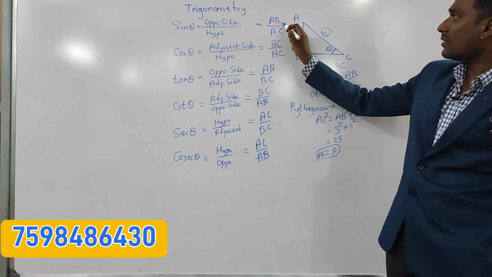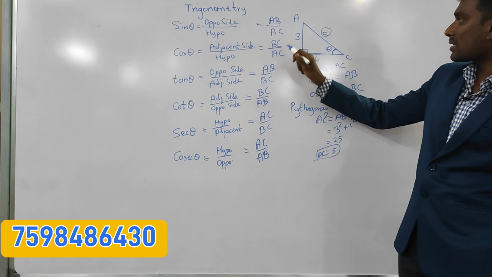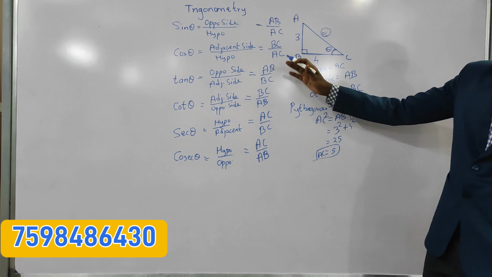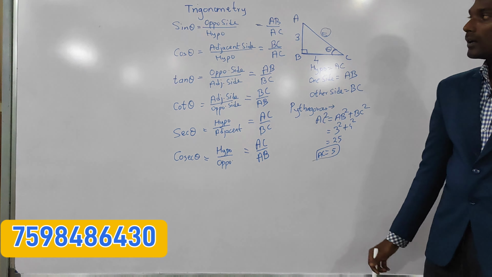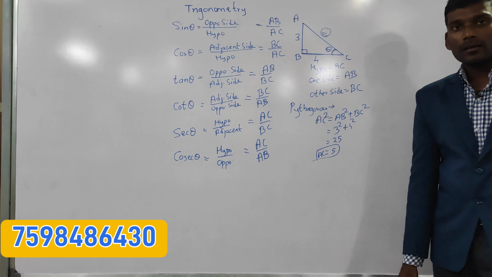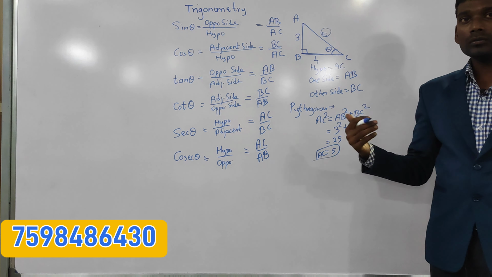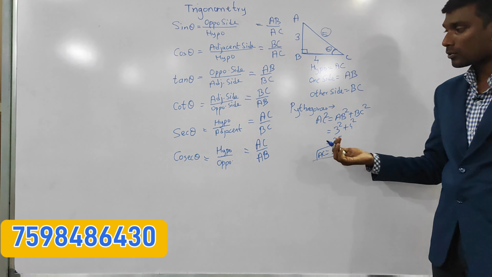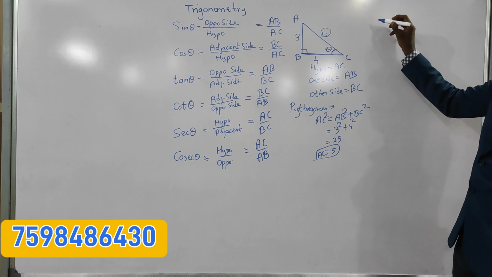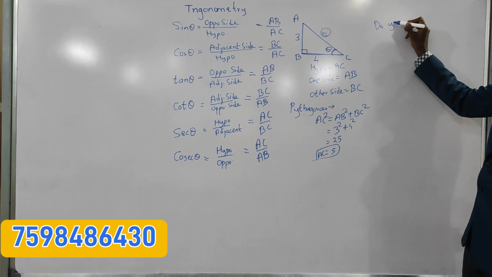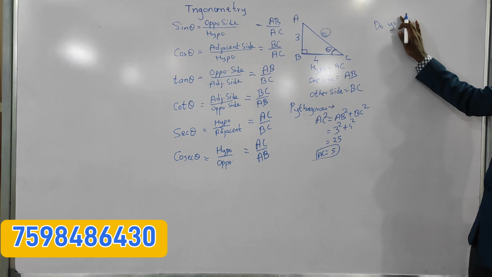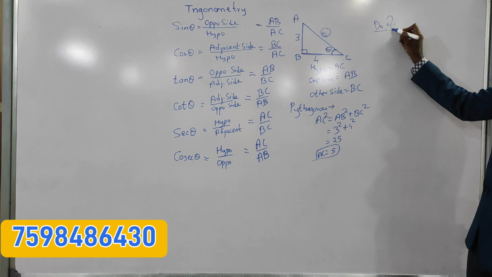Now you have to write the values. AB is 3, AC is 5. Okay, like this you have to write the values, you get the value of theta. So this is how the basic trigonometry ratios and the angles are going to help you out in solving the question. Let me give you a question. You can do it for yourself.